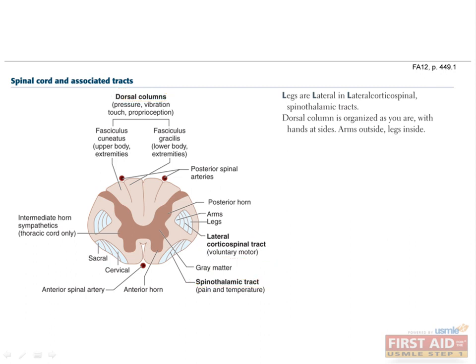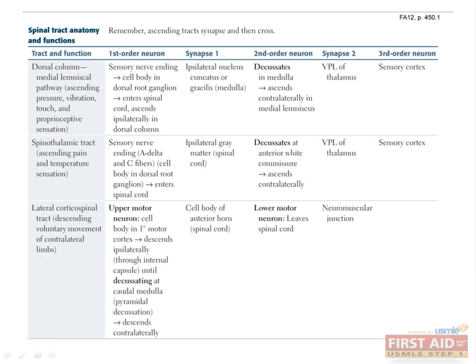Note that the legs are lateral in the lateral corticospinal tract and the spinothalamic tract, but they're actually medial in the dorsal column. Now we'll dive into some more detail about these tracts.